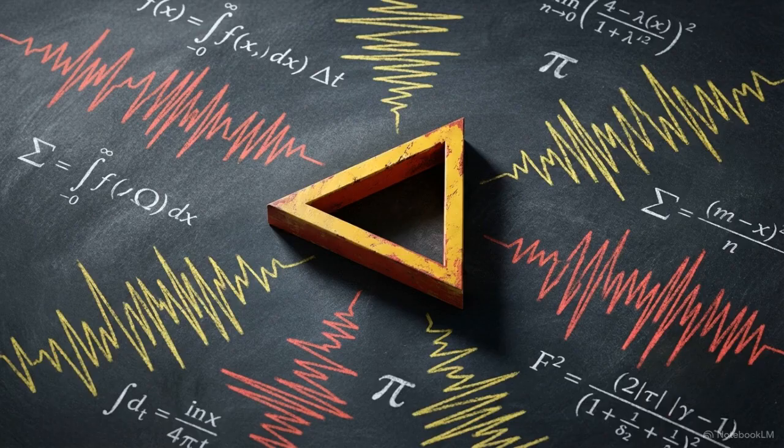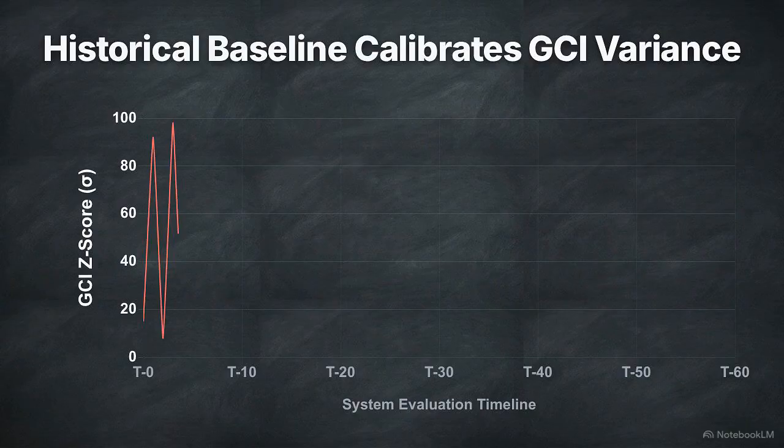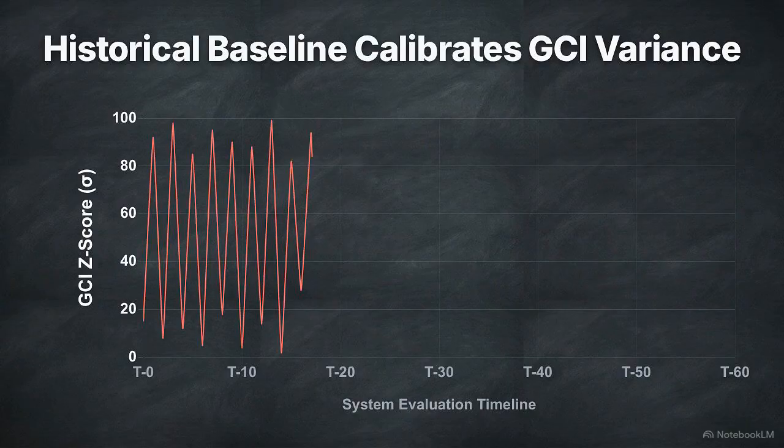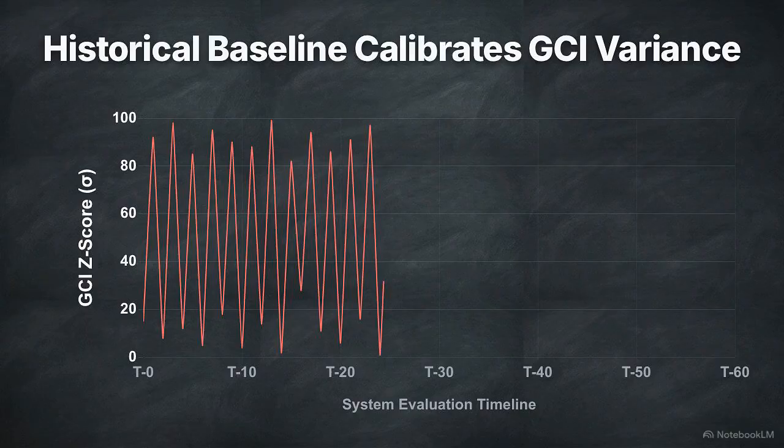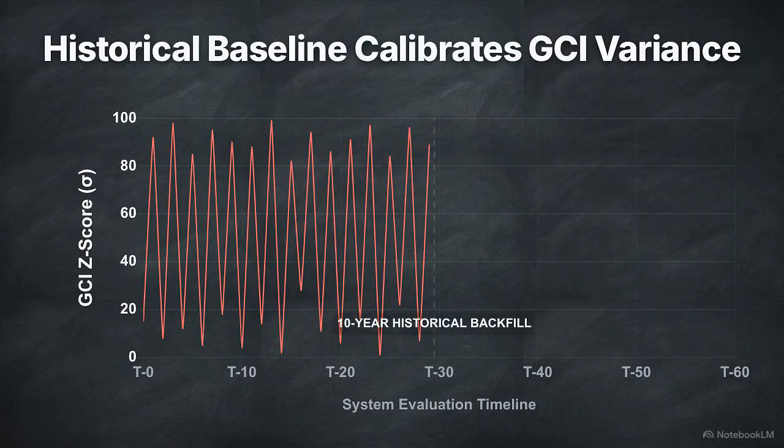When the GCI system first went live in March 2026, it initially output erratic 100-level spikes, followed by sudden collapses to near zero. The erratic swing on the left illustrates why short-window statistical baselines fail in risk modeling. Without historical context, an immature standard deviation causes the system to overreact to normal daily data variance. To anchor the mean, we fed the system a 10-year historical data backfill.